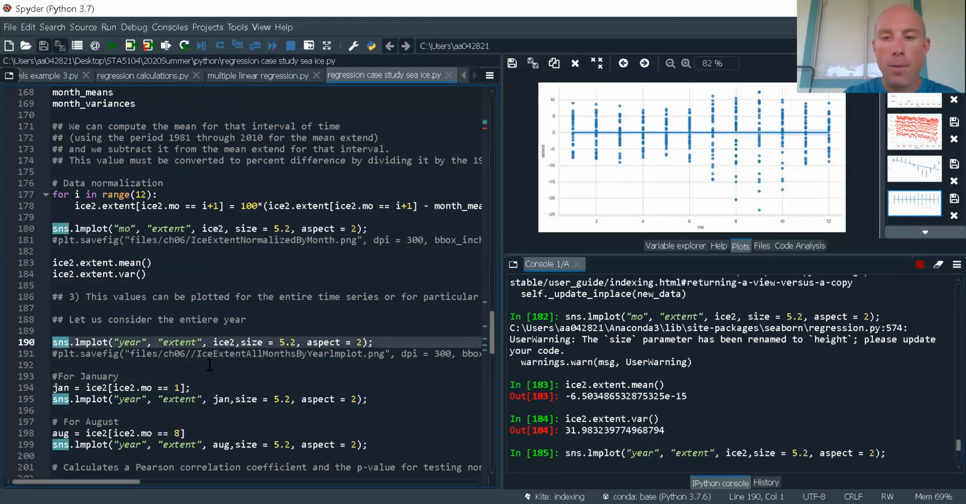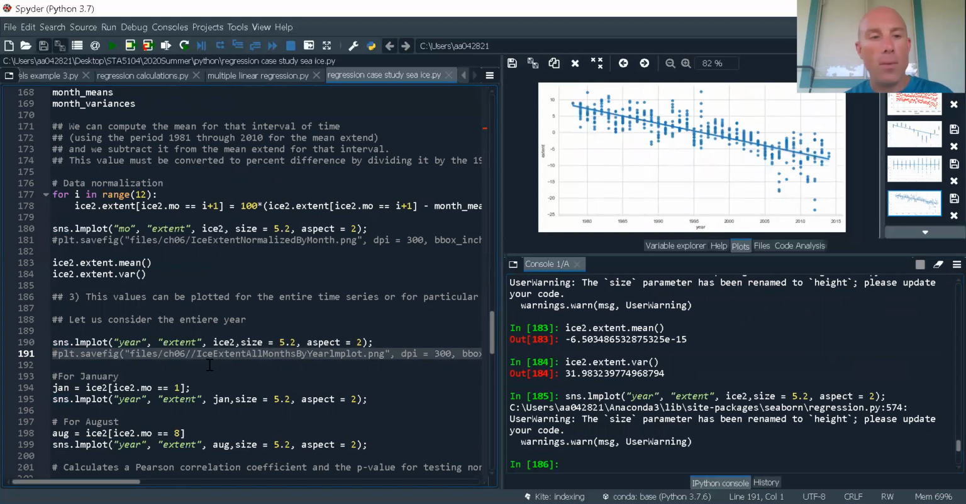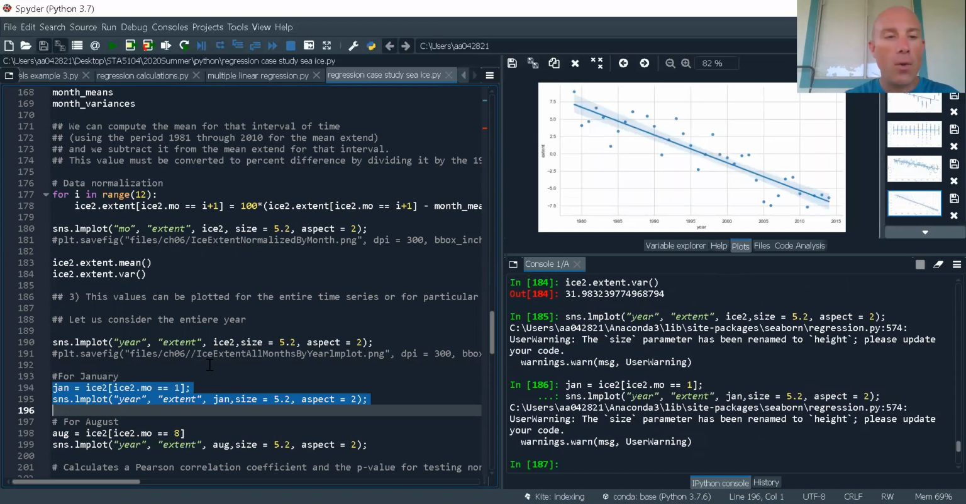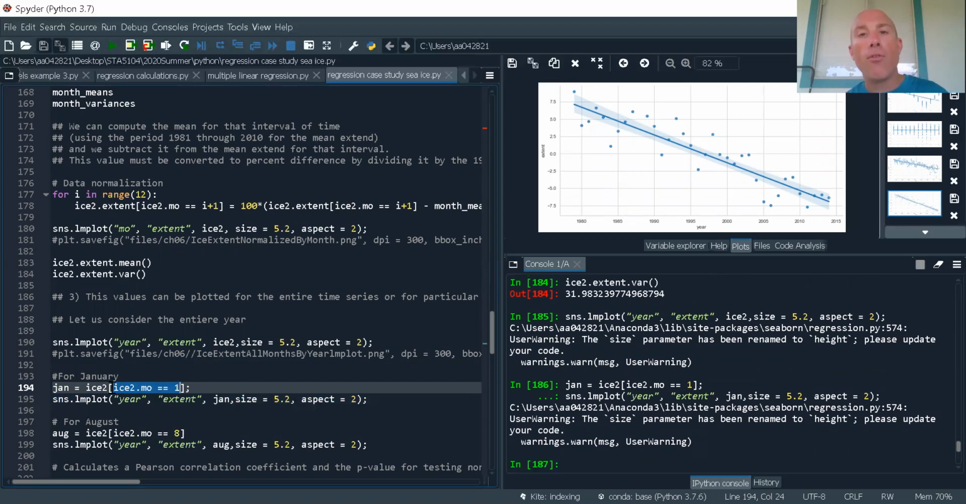All right, let's plot the entire year. All right, there we go. Now let's look at just January. So here what we're doing is we're building a model just for the January part. And we can do the same for August. So this command right here says, hey, I only want the August data because I'm setting the month variable equal to 8.